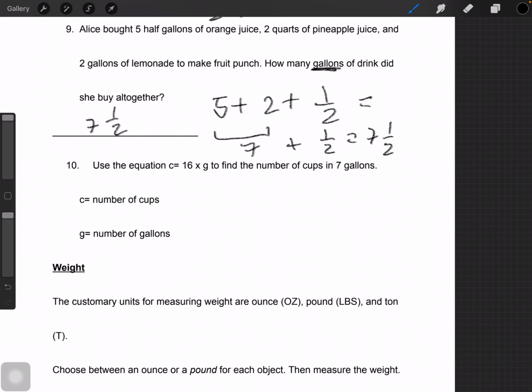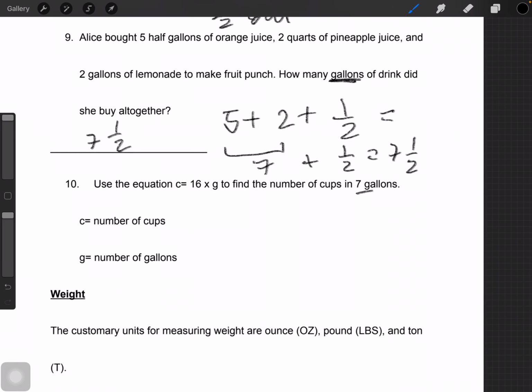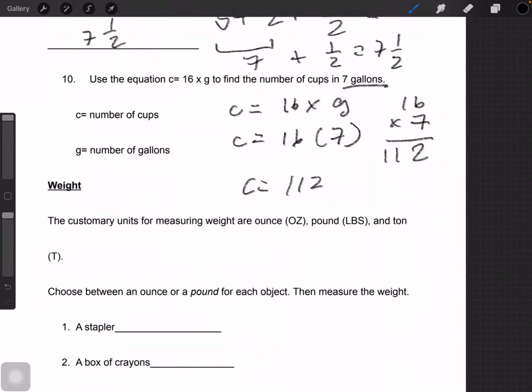Use the equation C equals 16 times G to find the number of cups in 7 gallons. So we're given 7 gallons. Cups is equal to 16 times G. Cups is equal to 16 times 7. Now 16 times 7 gives us 112. C is equal to 112 cups.